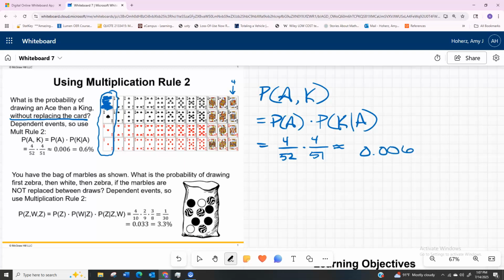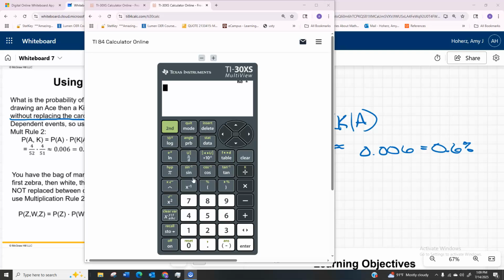0.006. If we change that to a percent, that's 0.6%. So the chance of drawing an ace, then not replacing it and drawing a king is less than 1% chance that that's going to happen. Less than 1 out of every 100. About 1 out of 200 times that's going to happen. Close to that.